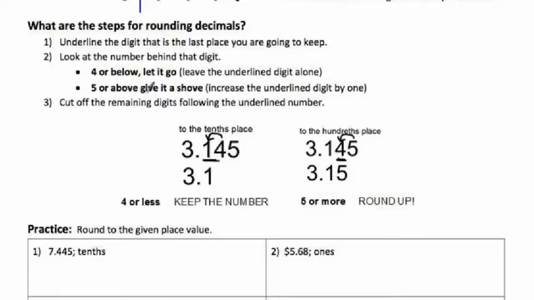5 or above, give it a shove. So we're going to increase the underlined digit by 1 if the number behind is 5 or greater. Then we're going to cut off the remaining digits following the underlined number.